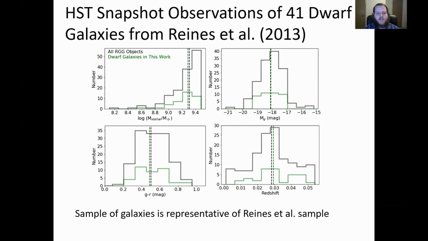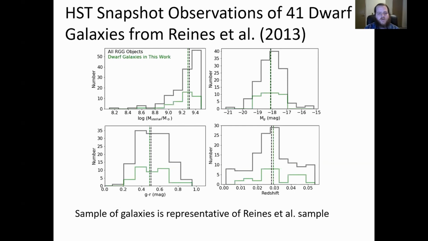Here we present some properties of our sample of galaxies compared to the Rines et al. sample as a whole, with median values shown in the vertical dashed lines. Our sample of galaxies are shown in green, the Rines et al. sample are shown in gray. So this is to show that our sample is representative of the overall Rines et al. sample. An interesting note here is in the stellar mass plot in the top left, the median stellar mass is comparable to that of the Large Magellanic Cloud. So those are the sort of masses that we're working with here.